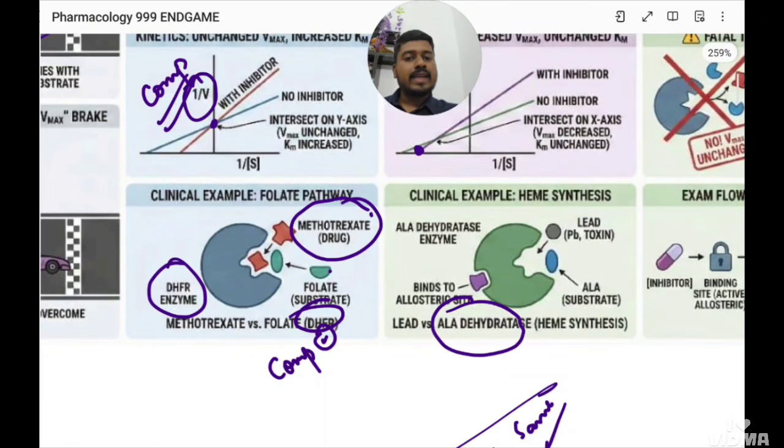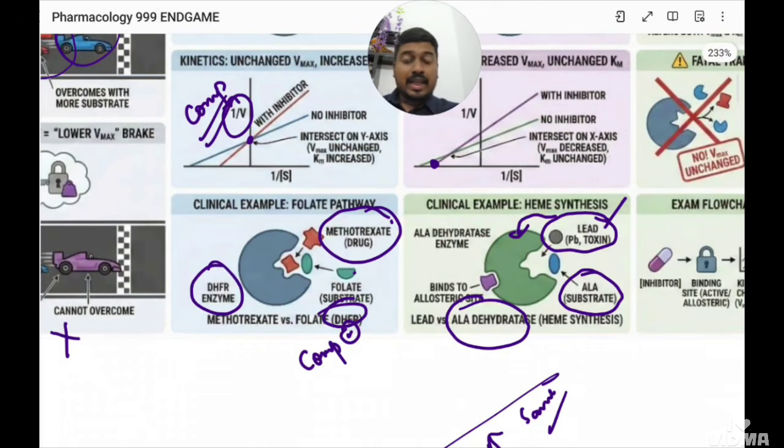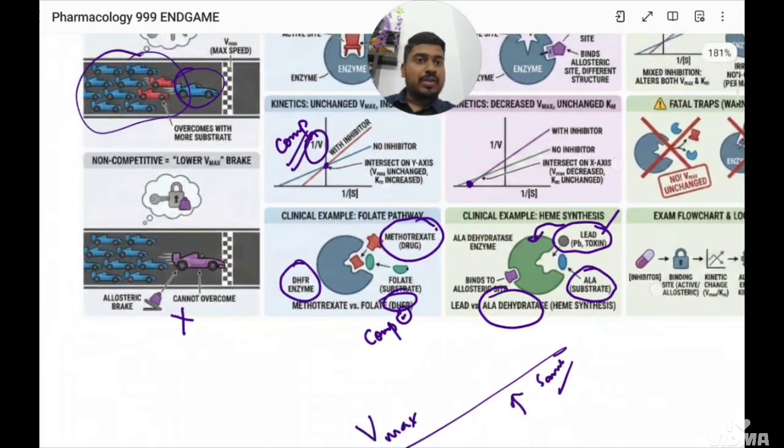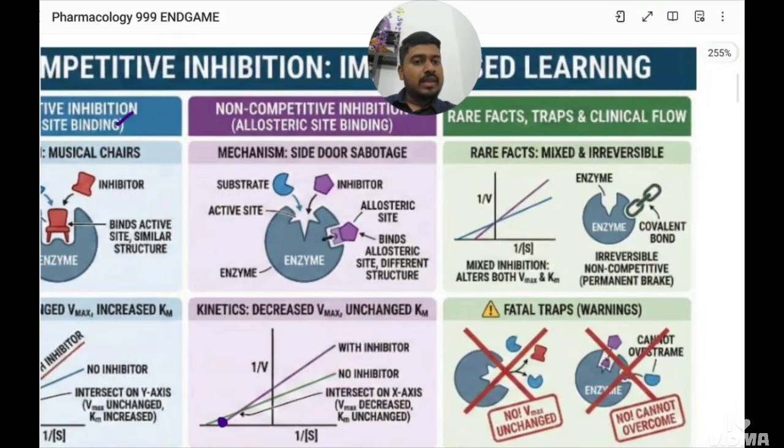This is the ALA dehydratase enzyme, and the original substrate is ALA, that is aminolevulinic acid. But what is inhibiting here? Lead. Lead is inhibiting this enzyme. So this is an example of allosteric inhibition or non-competitive inhibition.